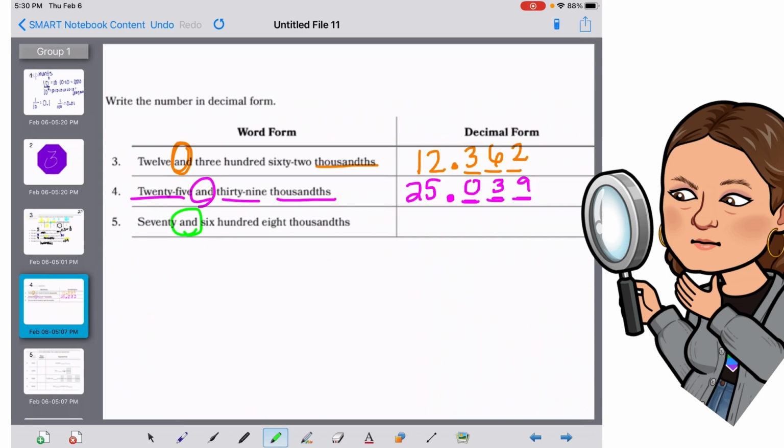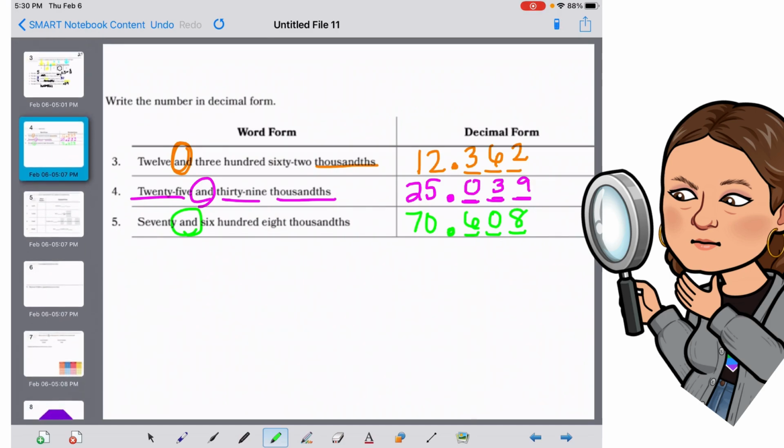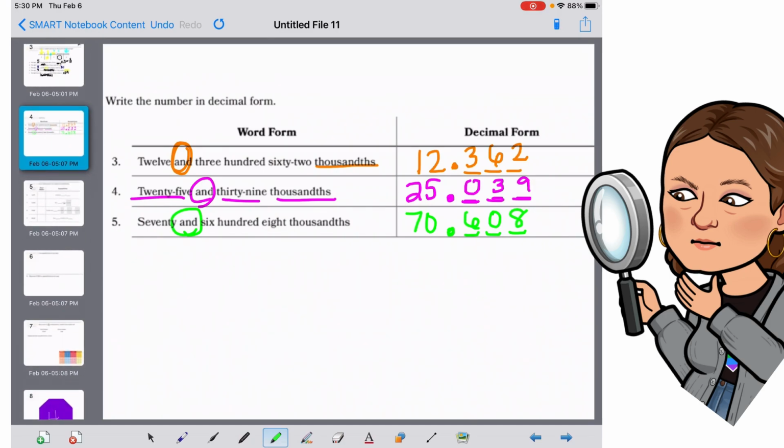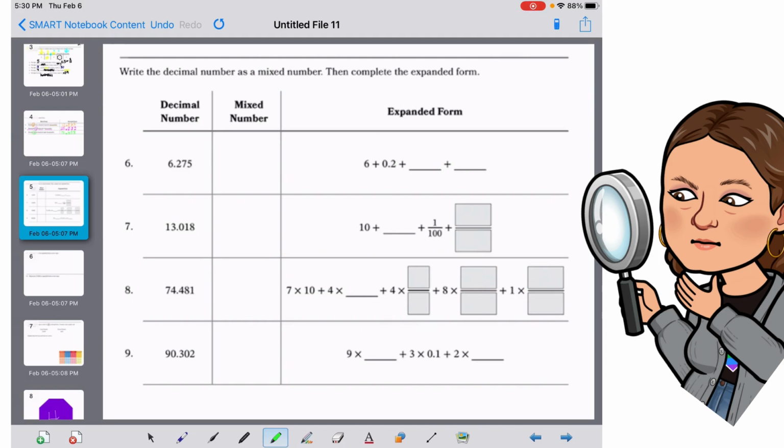70 and 608 thousandths. We have a decimal. In front of it, we have 70. Behind it, we have 608 thousandths. Tenths, hundredths, thousandths. So that is what our 608 is going to look like. Okay. Keep going to number 6.